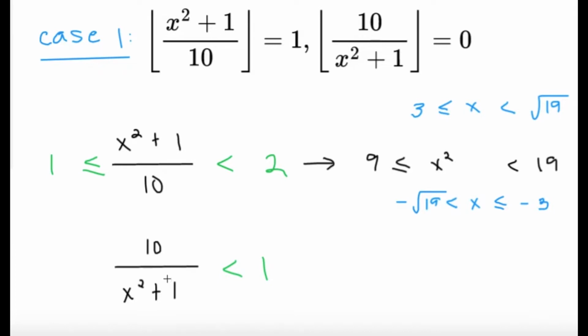Now for the next one, 10 over (x squared plus 1) being less than 1, we just have to make sure that the denominator, x squared plus 1, is greater than the numerator. That's one way to think of it. So we want the denominator to be greater than the numerator, and that's going to give me x squared being greater than 9. Now if I solve for x here, I'll get the possible values of x as follows. Again, focusing on the positive ones, x must be greater than 3, and on the negative ones, x must be less than negative 3.